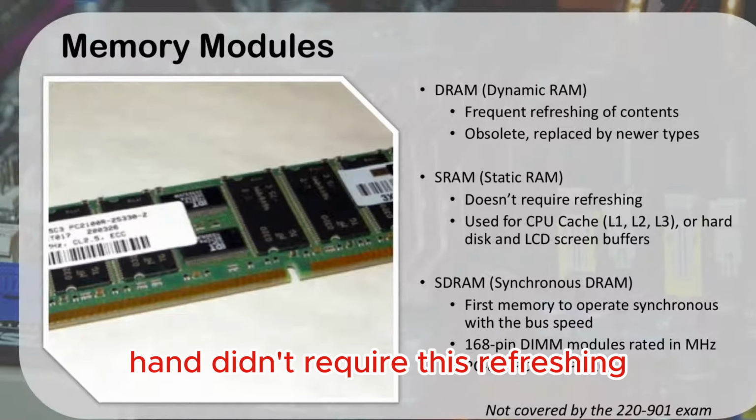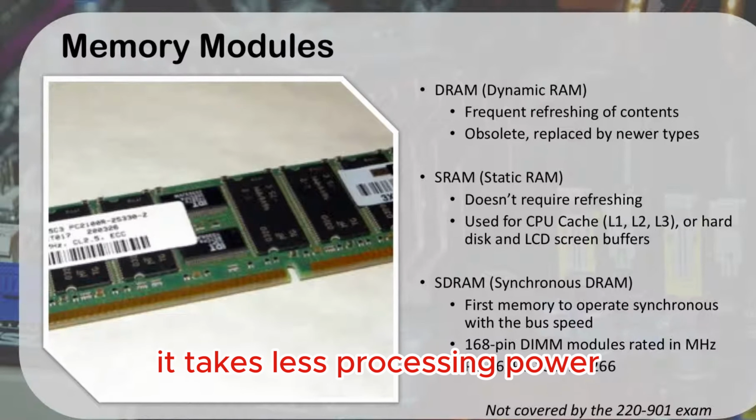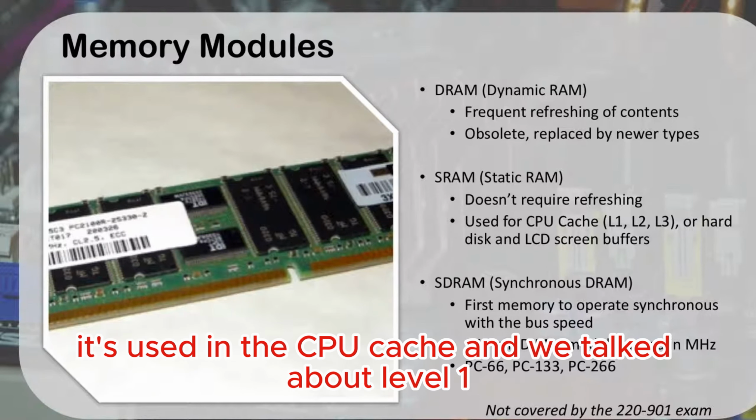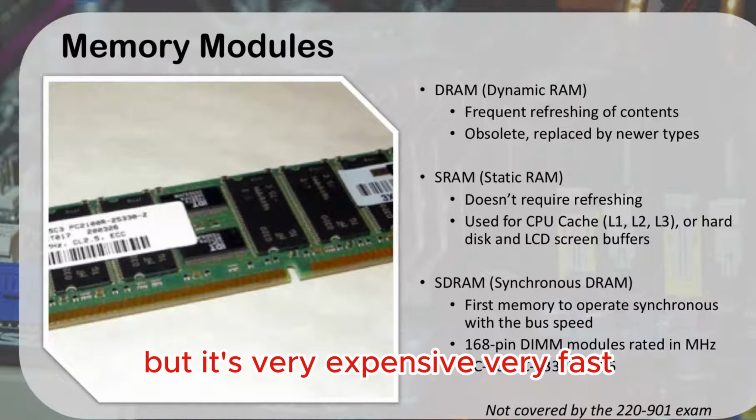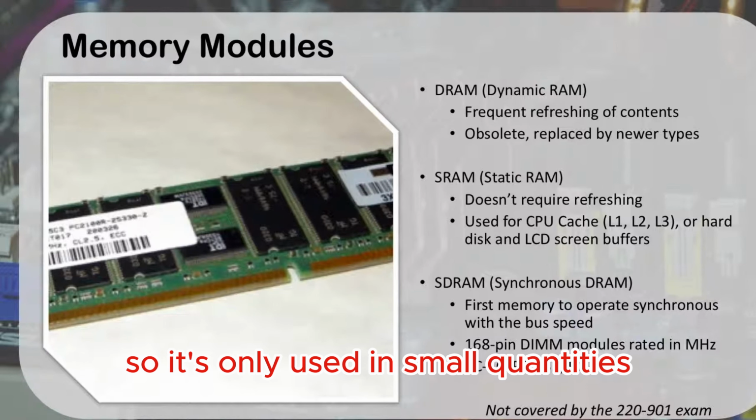Static RAM, on the other hand, didn't require this refresh. Because it didn't require refreshing, it takes less processing power. It's used in the CPU cache. So when we talked about level 1, level 2, level 3 caches, that's what we use static RAM for. But it's very expensive, very fast, very good, but very expensive. So it's only used in small quantities.